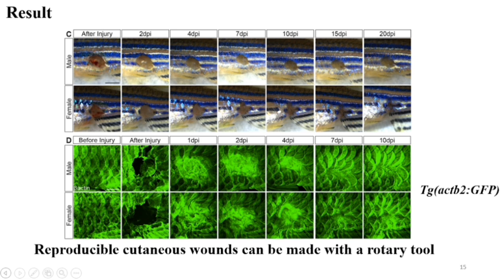By 1 DPI, the GFP is re-expressed throughout the wound site, indicating the sealed wound. And time-lapse confocal imaging from 0.5 to 17.6 hours post-injury shows epithelial cells moving into the wound site immediately post-injury, confirming the rapid wound closure.